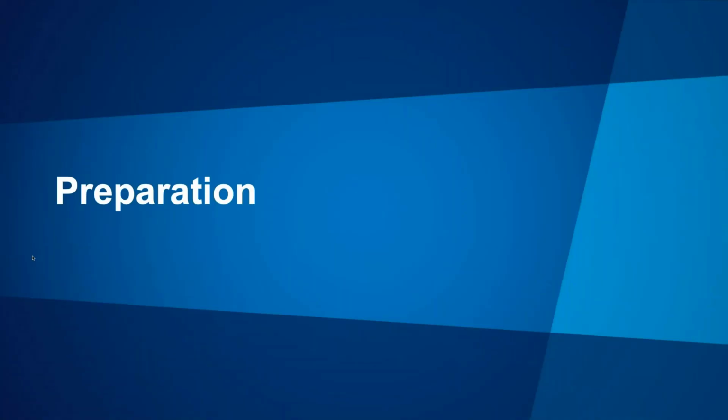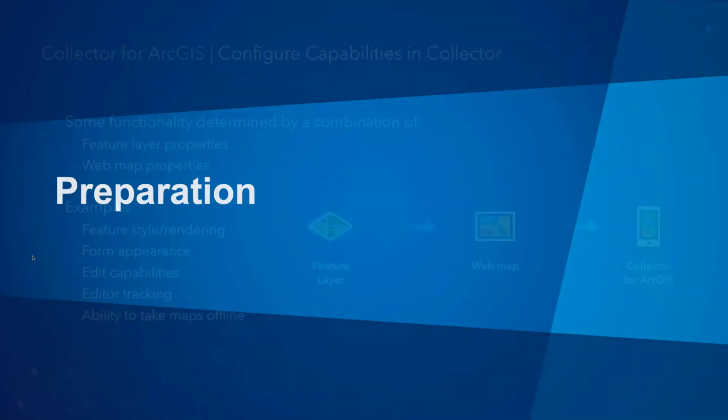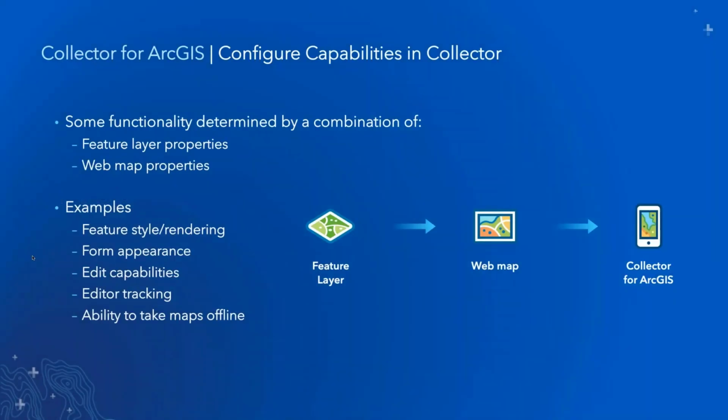Okay, so let's talk about how you get started in preparing to go out into the field. Again, this is typically done in the office. The best case scenario is some of these things are done before the incident even starts. Collector is a configurable app. So what does that mean? That means it comes to life and presents the information that is in a web map. Collector is founded on the concept of a web map.